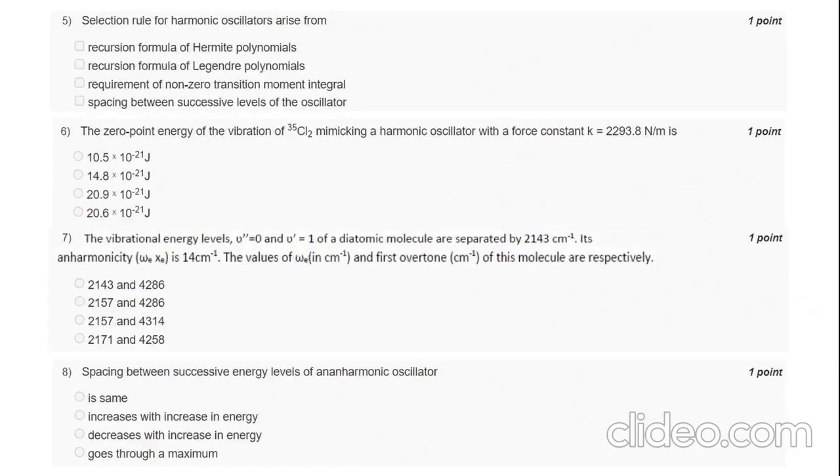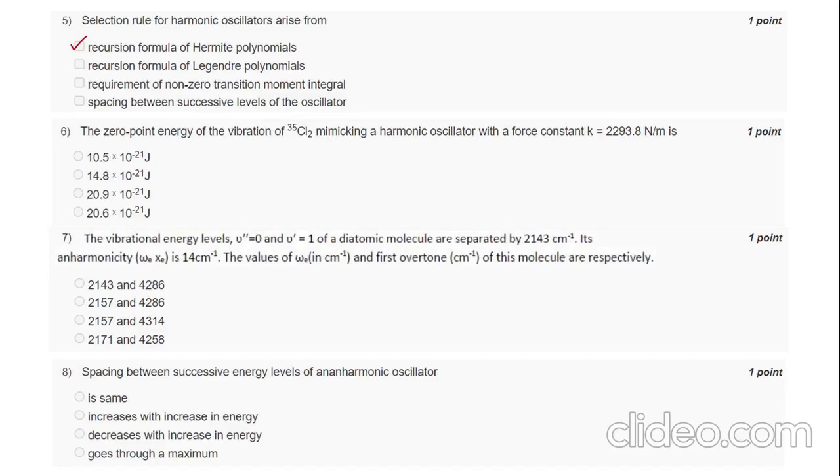Okay. Now the next question, the selection rule for harmonic oscillator arises from. So the recursion formula of the Hermite polynomials. This is obviously the correct answer, one of the correct answers. What about the next, the recursion formula of Legendre polynomials? See, Legendre polynomials are not required here, right? Legendre polynomials come in, you may say, in rotational spectroscopy, not here. What about the third point?